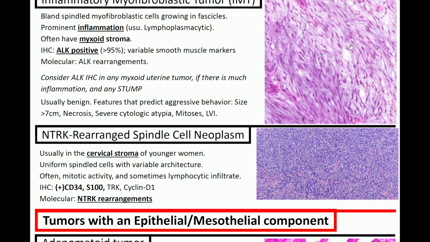They're usually benign, but features that predict aggressive behavior, not uncommon, are size greater than 7 centimeters, necrosis, severe cytologic atypia, mitoses, and LVI.